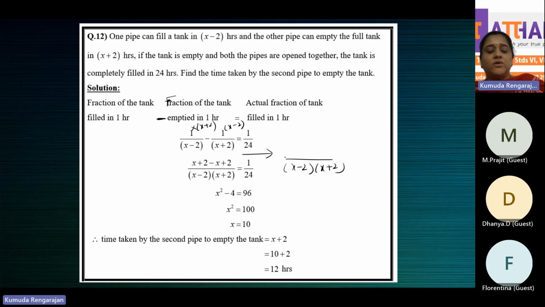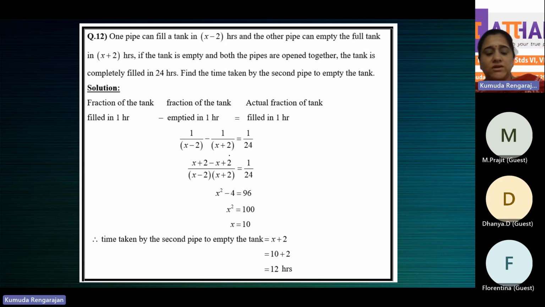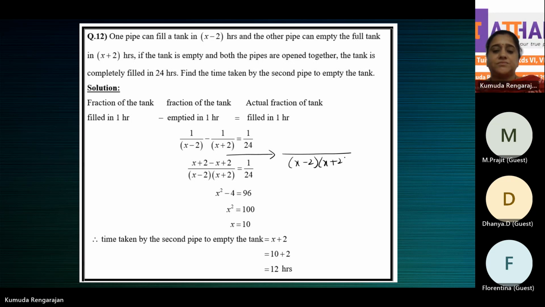Correct? So 1 into x plus 2 will be x plus 2. Then this minus sign, minus, and then x minus 2, x minus 2. So next step, when you open the bracket, it will be x plus 2 minus x plus 2. So you can include that step. Here you can put that step. Common denominator is x minus 2 into x plus 2. So here you will get x plus 2 minus x minus 2 is equal to 1 by 24.